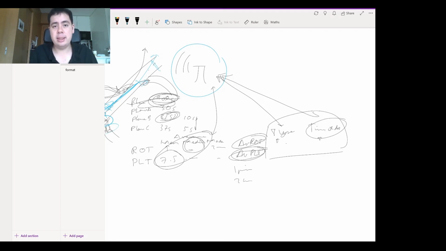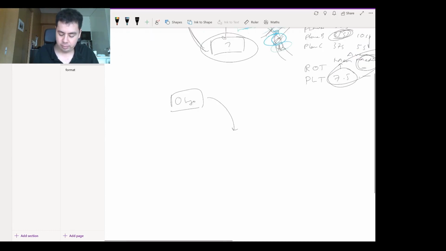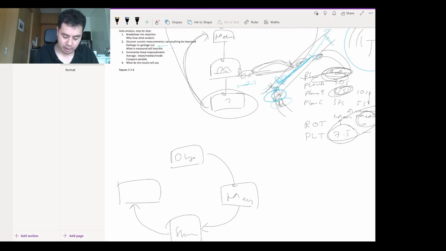If the results aren't telling us anything that helps with our objective, can we go back and look at the measurements and see is there anything there that we can improve? So it ends up being a bit of a circular process where you define your objective, you look at what you're measuring, you summarize your measurements, and after summarizing your measurements, you interpret the results. What do they tell you? And then back to your objective.